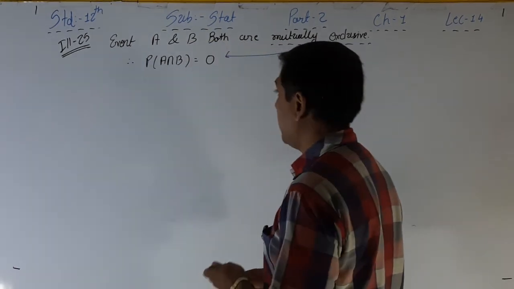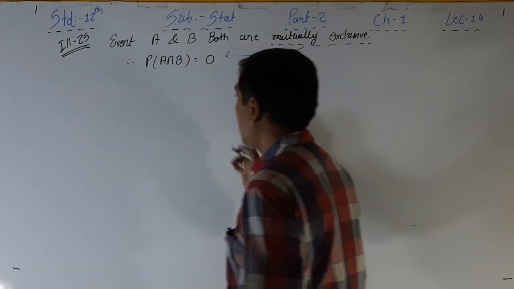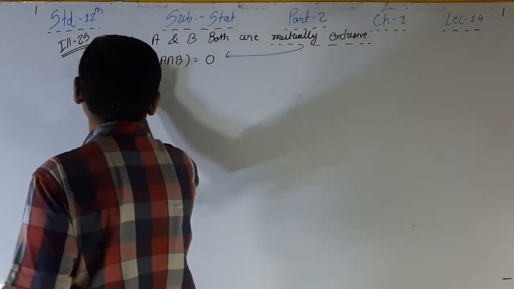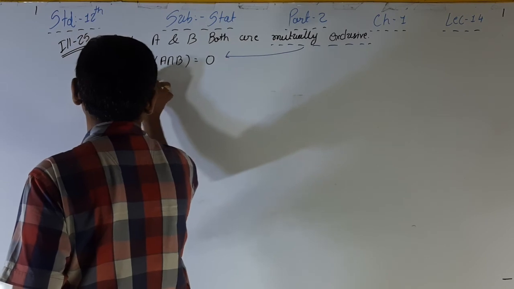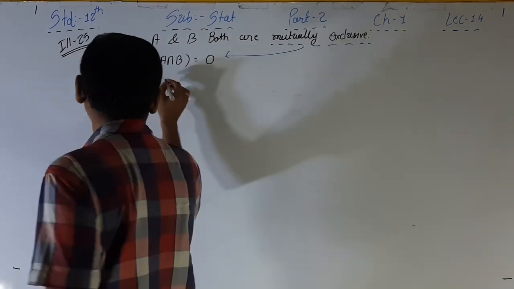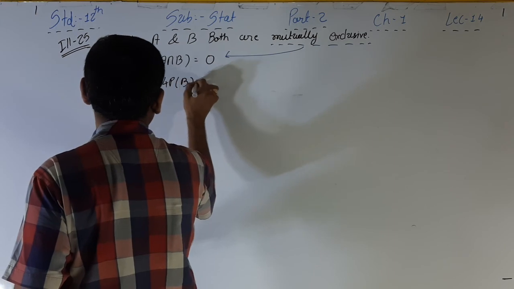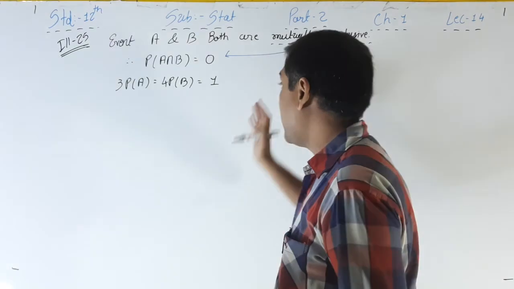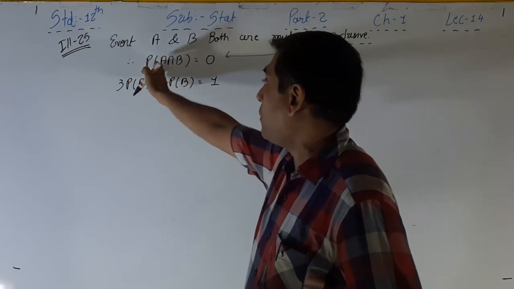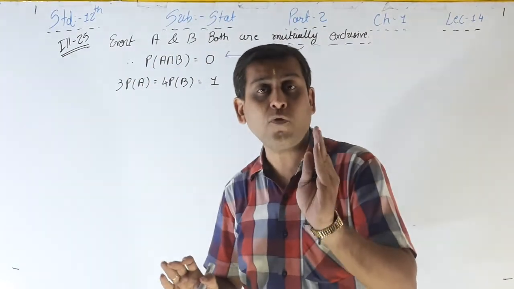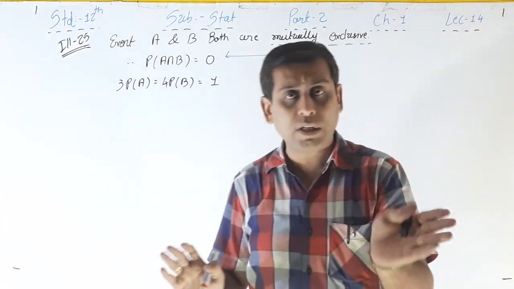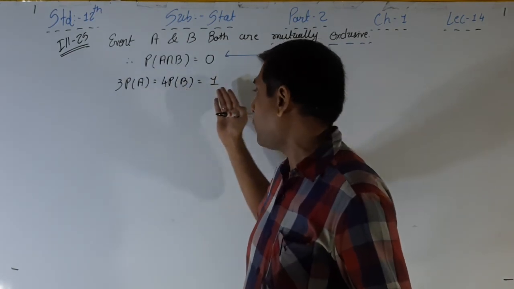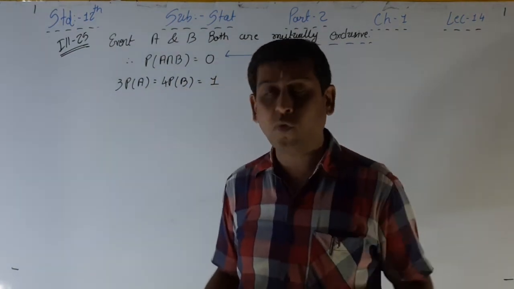And for that, see here, now what? Here, other data is also given: 3 P of A is equal to 4 P of B is equal to 1, right? The first point given is that both events are mutually exclusive, and on the basis of that we are writing down P of A intersection B is equal to 0, the null set. And the other information given is 3 P of A is equal to 4 P of B is equal to 1.